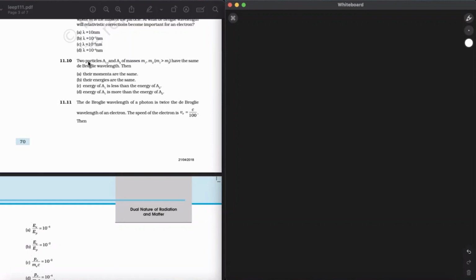There are two particles, A1 and A2, which have masses M1 and M2 such that M1 is greater than M2. Now, if the two have the same de Broglie wavelength, then you have these four options. So let's check. We know that the de Broglie wavelength lambda is h upon mv, where mv is the momentum, so h upon p. Simple. Since both bodies have the same de Broglie wavelength, they have the same momentum. So option A is correct.